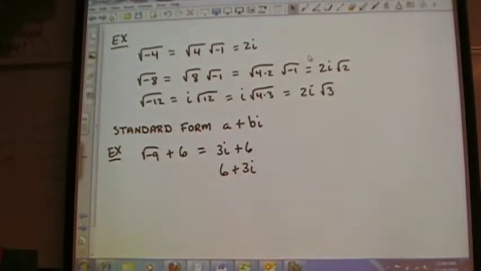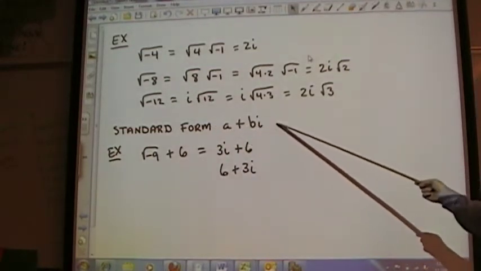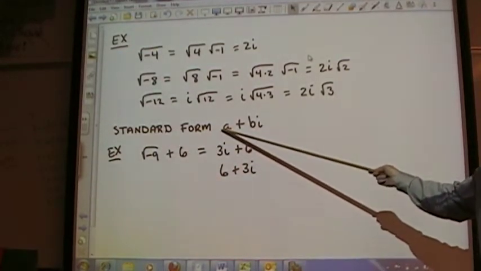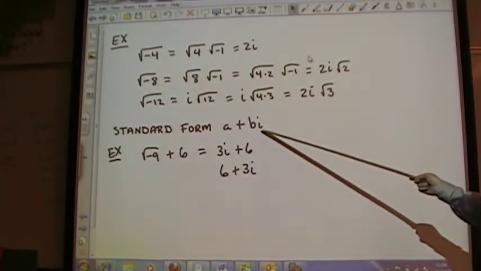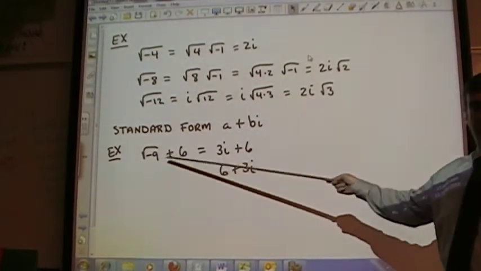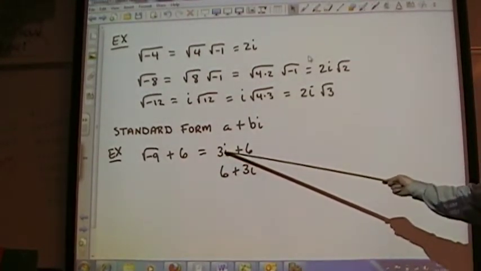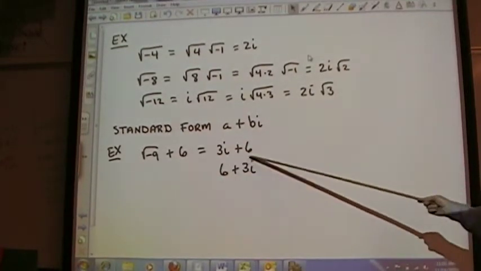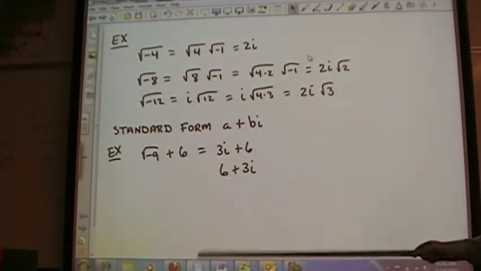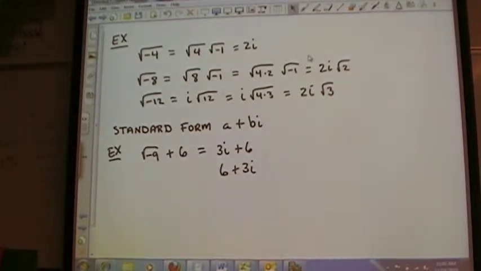Alright, next, standard form of a complex number is written in the form of a plus bi. You write your real number first, then your imaginary number second. So your example is the square root of negative 9 plus 6. We know the square root of negative 9 is 3i, correct? Plus 6, but that's not standard form. So you just rearrange it from there. 6 plus 3i. Question? Everybody got that?